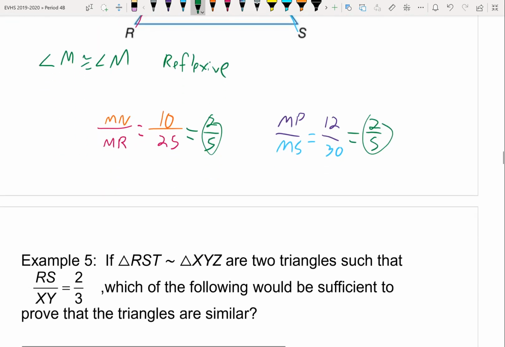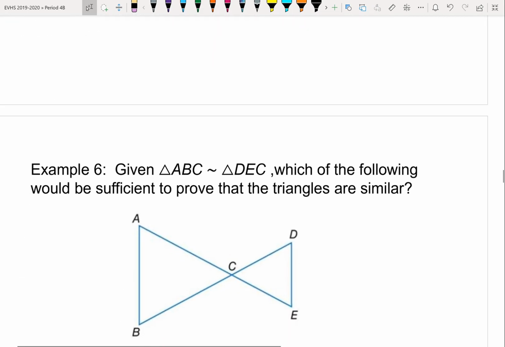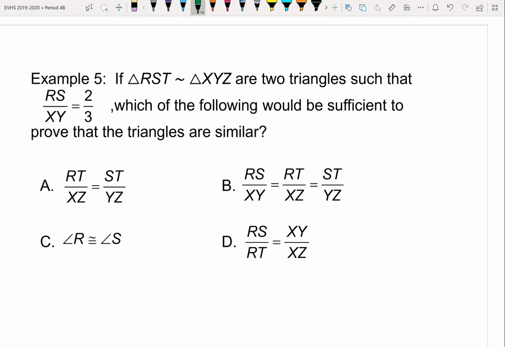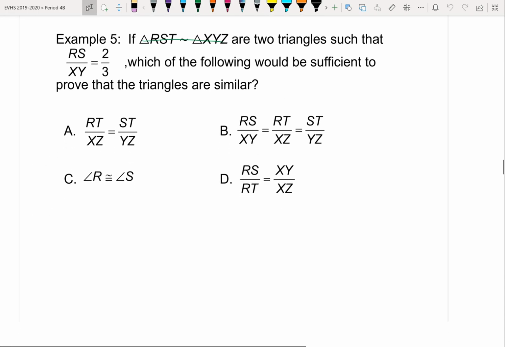All right, let's look at number 5. Now, on this example, as well as on number 6, you're going to have to forgive this statement here. The reason I say it doesn't make sense is because you're saying if they're similar, then which two are needed to prove that they're similar. It doesn't exactly work out, so just kind of forgive the bad wording there.